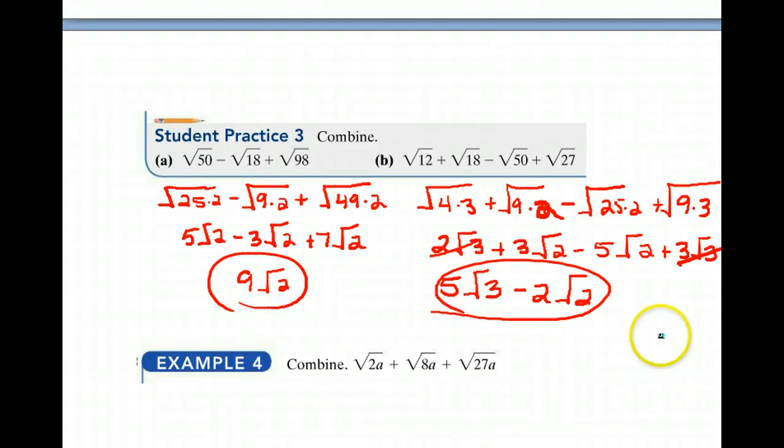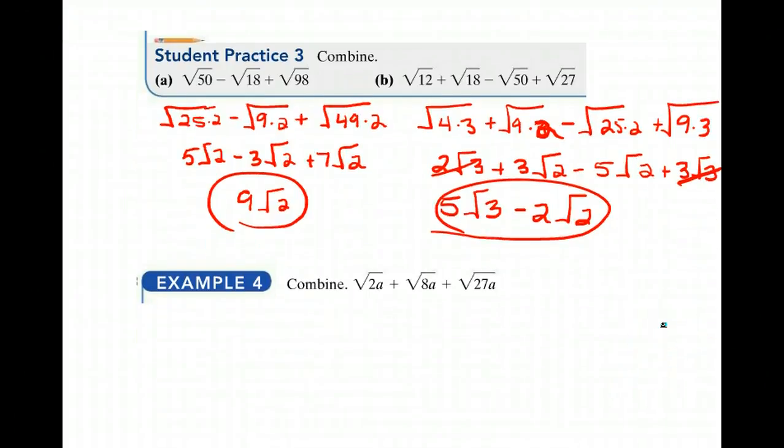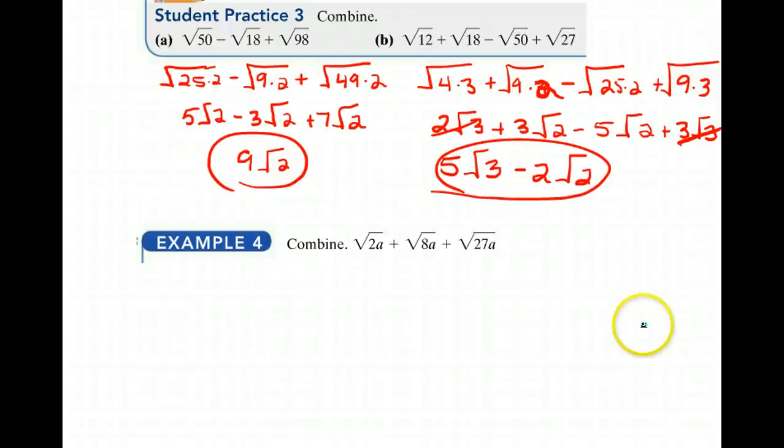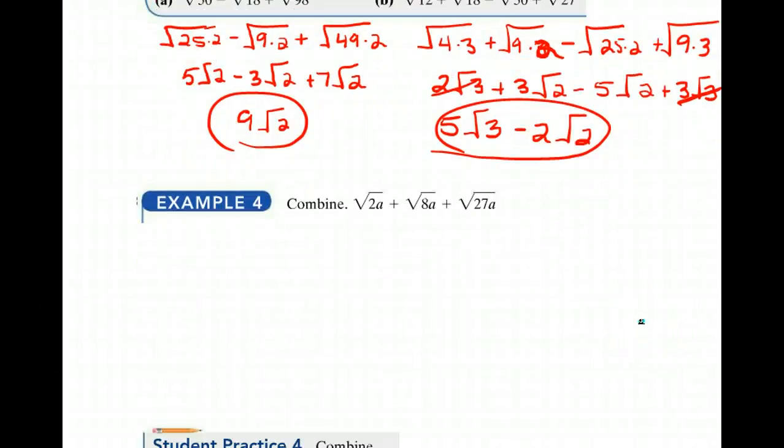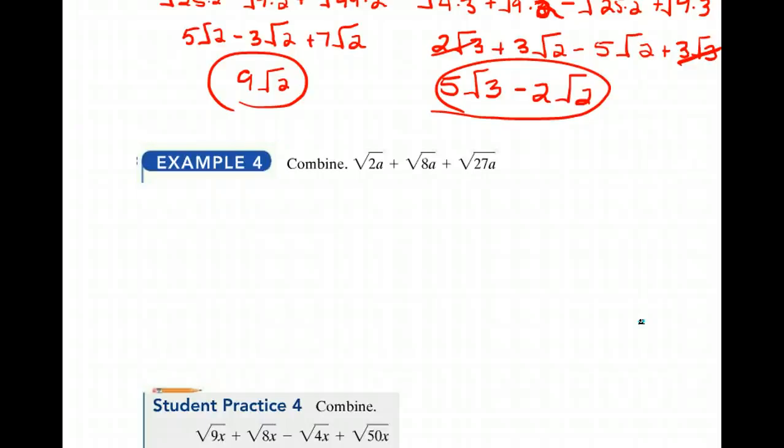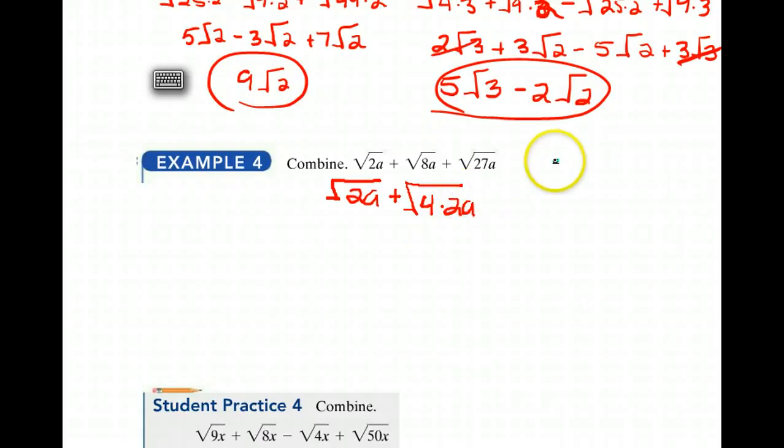Our next set of examples is going to require us to start incorporating some variables in with our numerical examples. So we're going to follow exactly the same steps that we have just done. Okay? So we're going to break our numbers down and look for those perfect squares. Now 2a cannot be broken down any further, but 8 can. It can break into 4 times 2a. And how about 27? We know that that can break down into 9 times 3a.